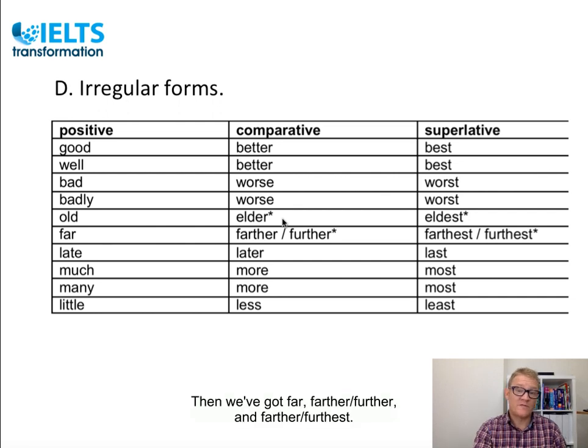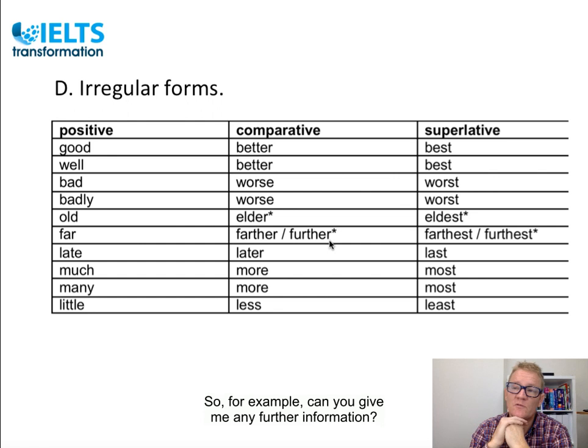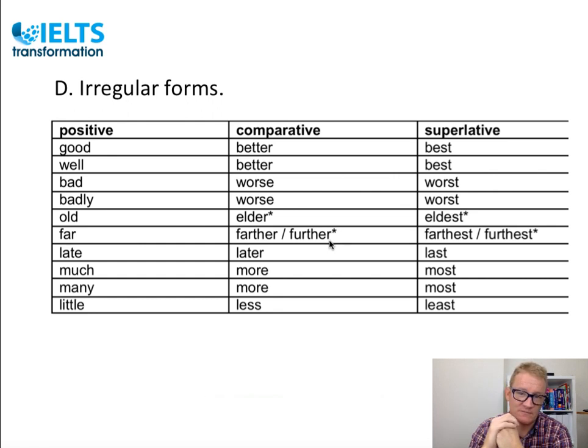Far, then we've got far, farther, further, and farther, furthest. Now, both of these mean distance. So far means distance, right? Farther means distance, further means distance, but further also means more. So for example, can you give me any further information? Means any more information.